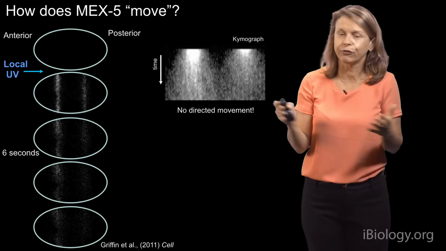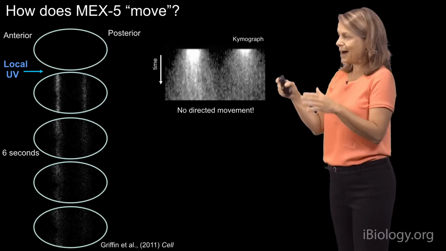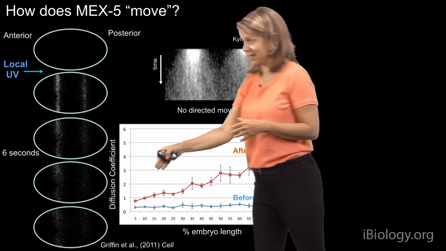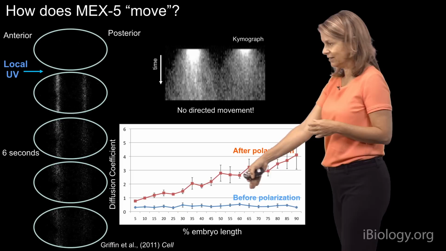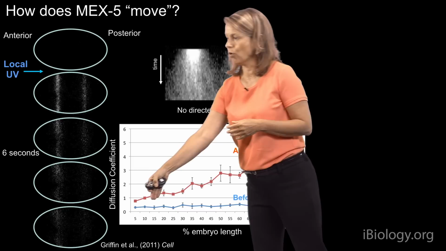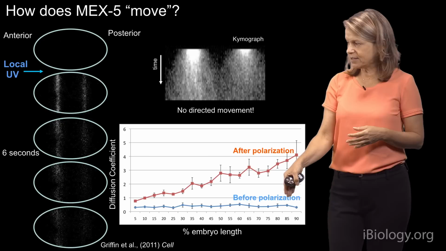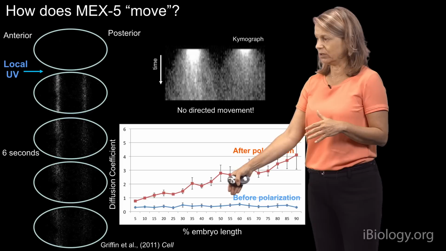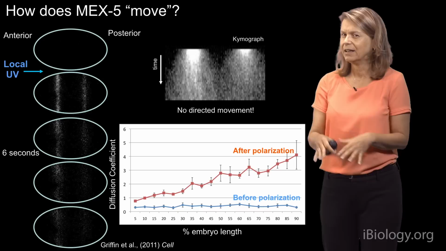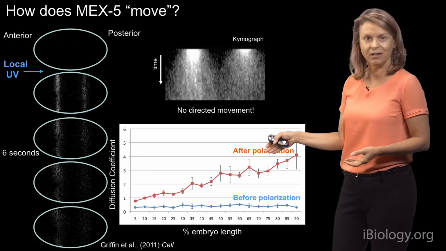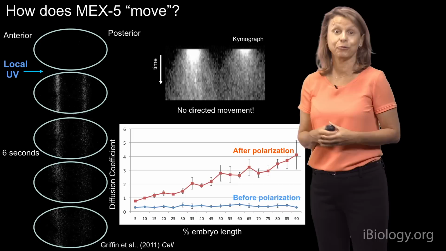So Eric then decided to redo this experiment by sampling many, many different points along the anterior-posterior axis. So in this graph, the whole length of the embryo is shown down here, okay, from the anterior over here all the way to the posterior. And at each of these points, Eric measured how fast the protein diffuses, okay? And you can see in the blue line here, before polarization, the protein is diffusing very slowly, less than 1 micron squared per second. Okay, so it seems to be maybe bound to something. It's not moving very fast. But during the polarization process, something very interesting happened. The protein speeds up, but it speeds up only in the posterior cytoplasm.